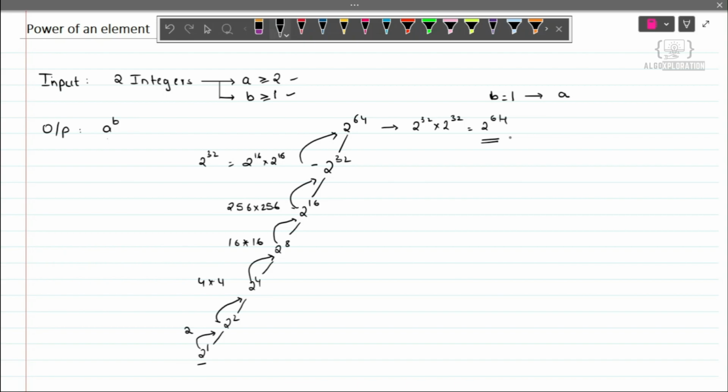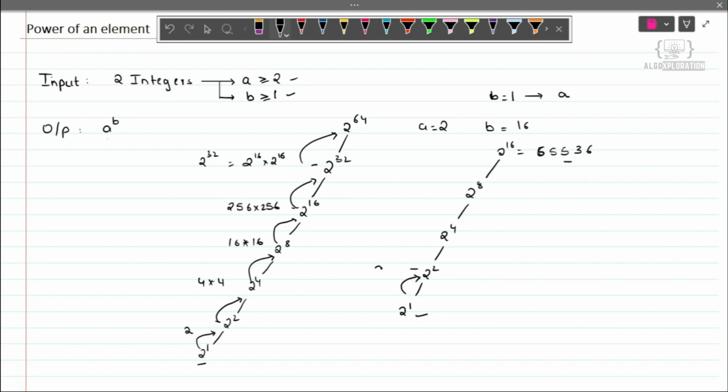Now let's take a practical example and see how this is done. Let's take a as 2 and b as 16. So 2 raised to 16 will be 65536. So at last we should get this term. Now this will be divided into 2 raised to 8, then 2 raised to 4, then 2 raised to 2, then 2 raised to 1. Now since this is a small problem, 2 will be returned.